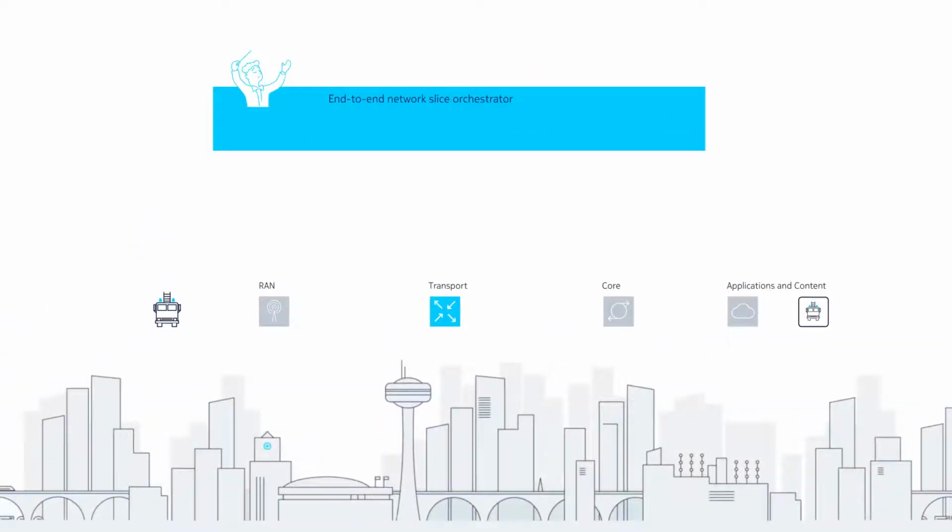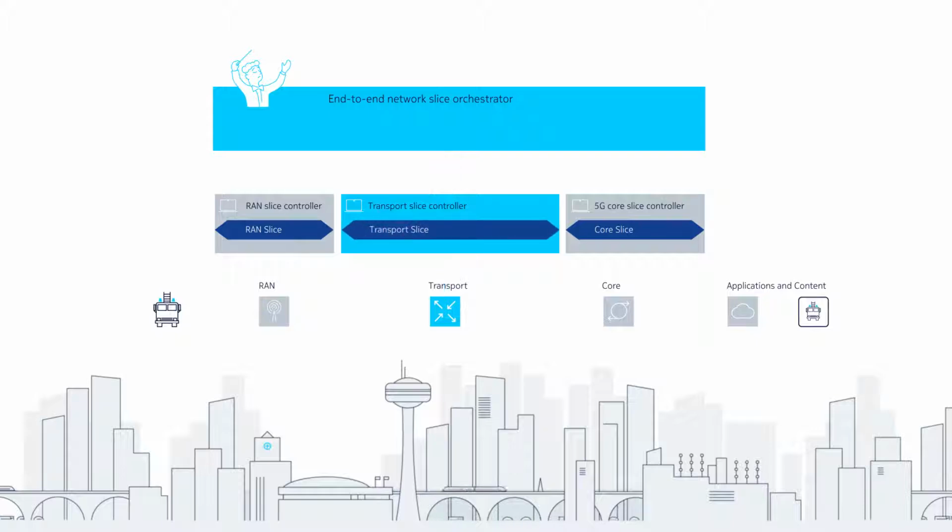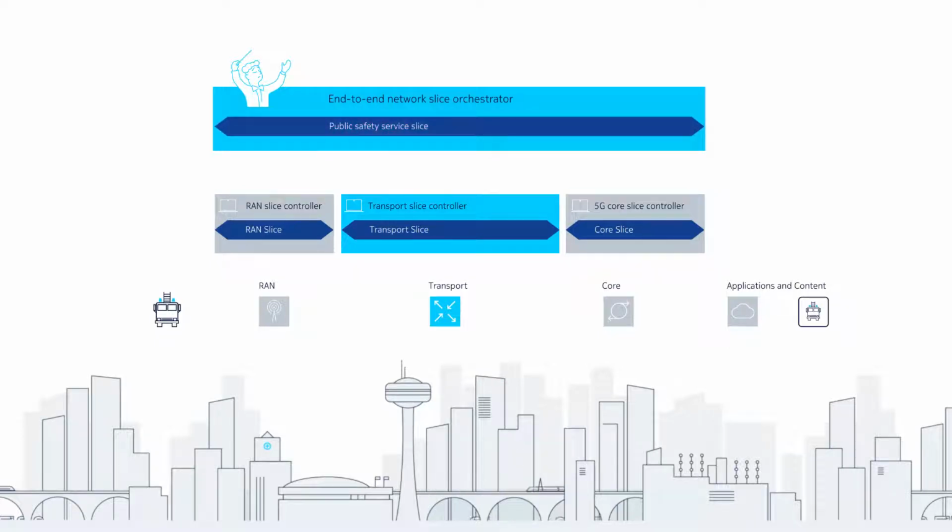The service orchestrator in the CSP's network works with controllers for the RAN, core, and transport to automatically set up slices of network resources in each of these domains. These connect together to form an end-to-end slice of network resources, from the end-user equipment to the data center where the application is running.